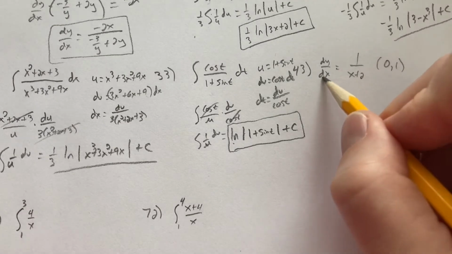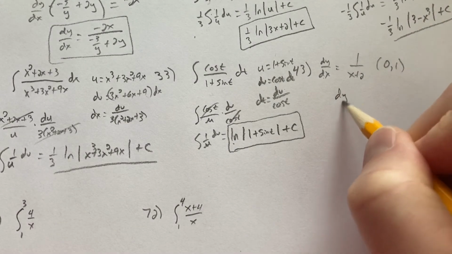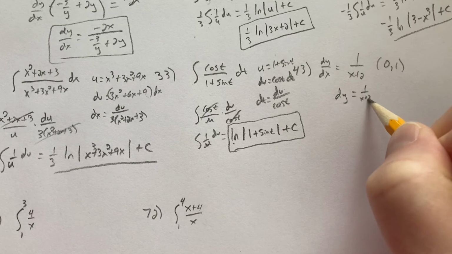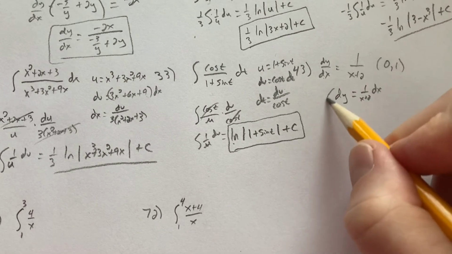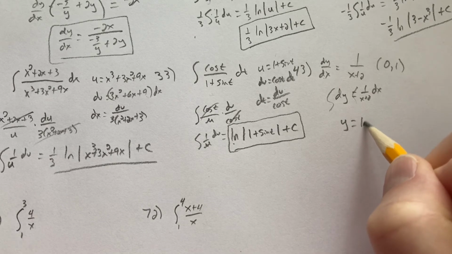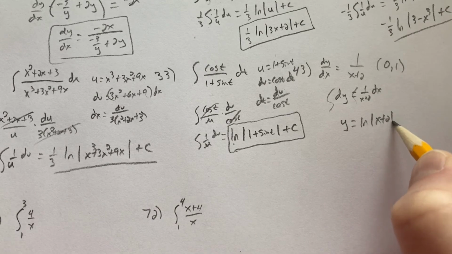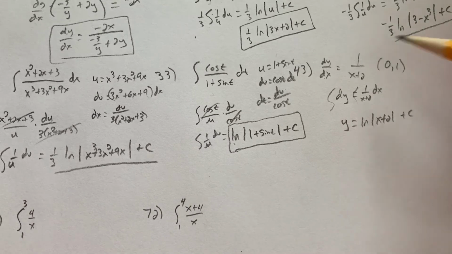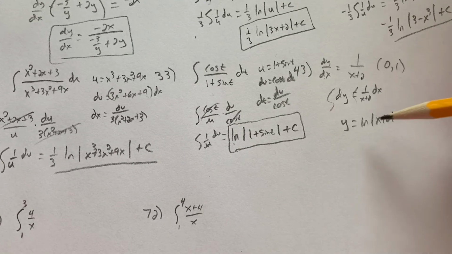On 43, if we multiply by dx, I'm going to get dy equals 1 over x plus 2 dx. If we integrate both of those now, we're going to get y equals the natural log of the absolute value of x plus 2 plus c. And I know that because if I took the derivative of this, it would be 1 over x plus 2 times the derivative of that, which is 1. So I would get this right here if I took the derivative of that.